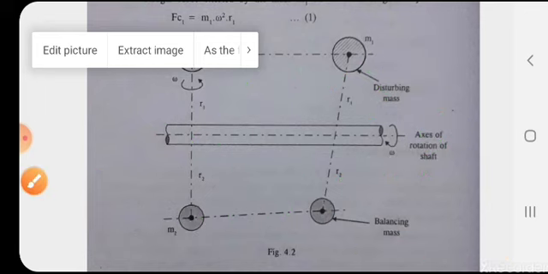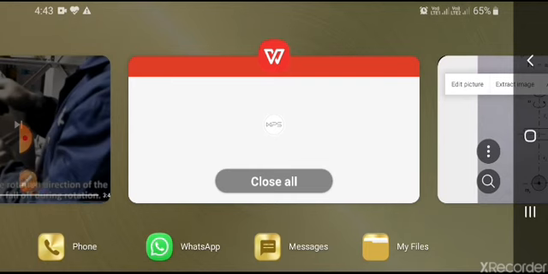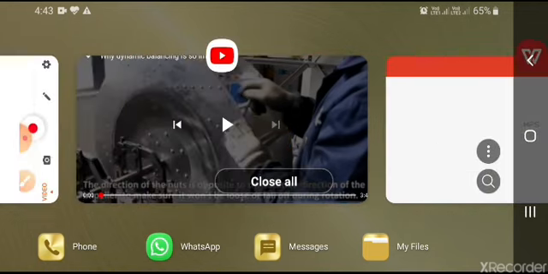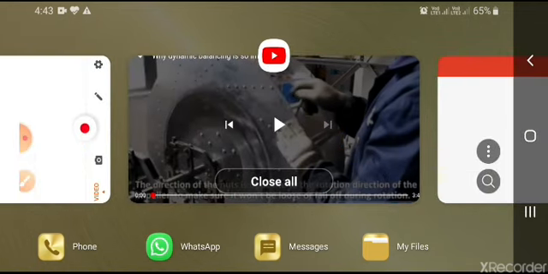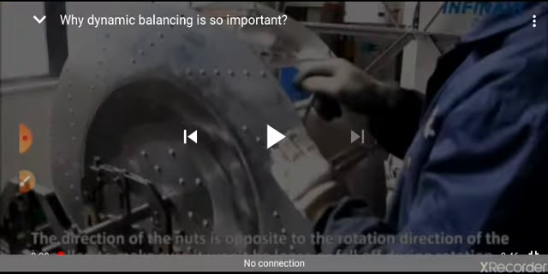So I would like to show a simple video regarding how dynamic balancing is applied.